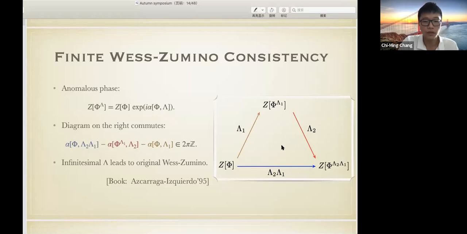And the commutativity of this diagram amounts to the statement that this combination of the phases should be 2π times an integer. And so this relation is what we call the finite Wess-Zumino consistency condition. If we consider infinitesimal lambda, then this equation will reduce to the original Wess-Zumino consistency condition.